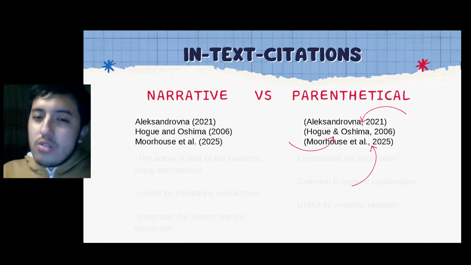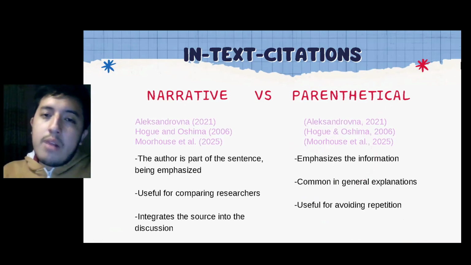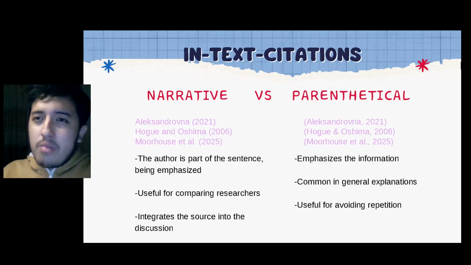But differences are not just visual because, as we said, in the narrative way, the author is part of the idea. In the parenthetical, we just want the idea of the author. But this has its pros and its cons. In the narrative way, we can compare authors, we can compare ideas, putting the emphasis on the authors, obviously. We can compare researchers, research, a lot of things. But in parenthetical, we just talk about the idea. We emphasize just the information, and it's more for a general explanation of the idea.